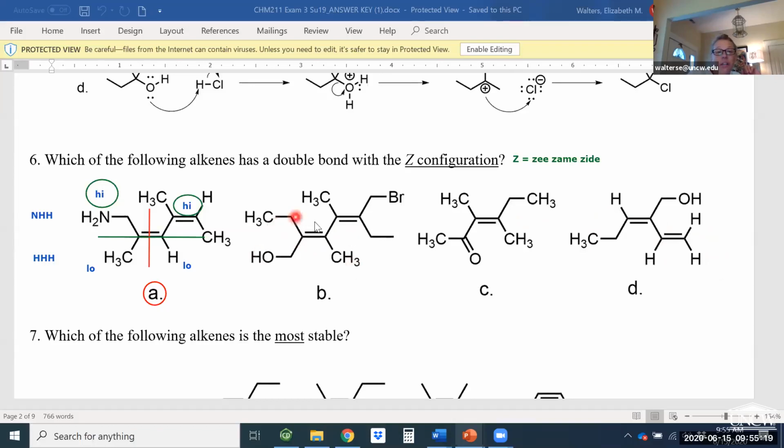Let's see. My assumption, if I remember correctly, is that we were asking about this pi bond, not that one. But I'll have to double check. I don't think the molecules are this complicated tonight. But that's a good question.